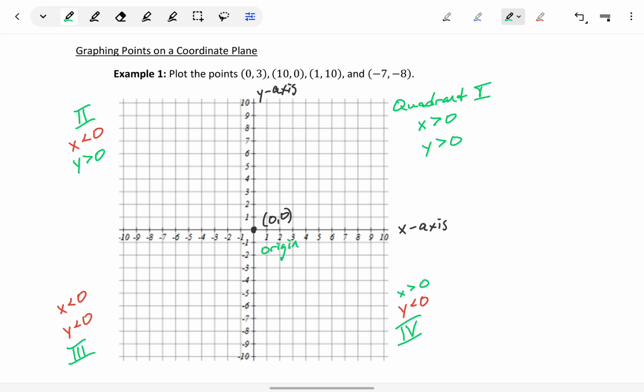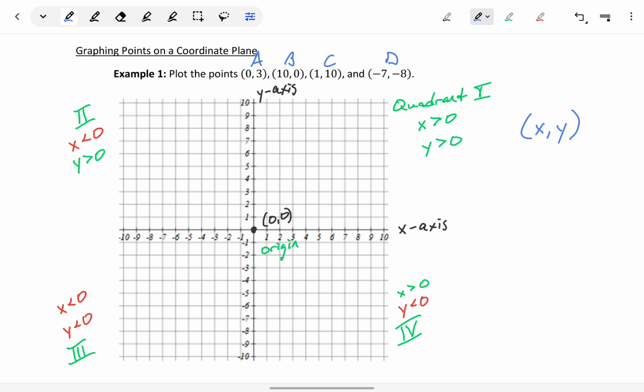Now, specifically what we're going to do in this question is plot the points 0, 3, 10, 0, 1, 10, and negative 7, negative 8. We'll label these points A, B, C, and D so that we can refer to those a little bit more quickly. And remind ourselves that every coordinate pair, which is represented as an open parenthesis, x, comma, y, close parenthesis, has an x coordinate and a y coordinate.